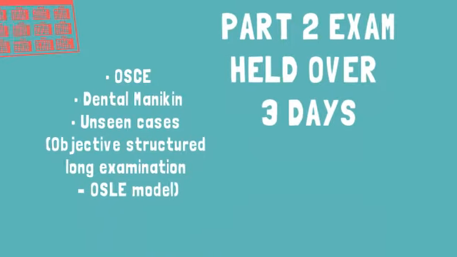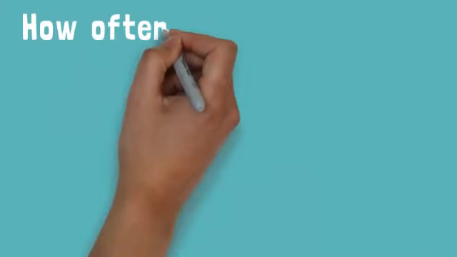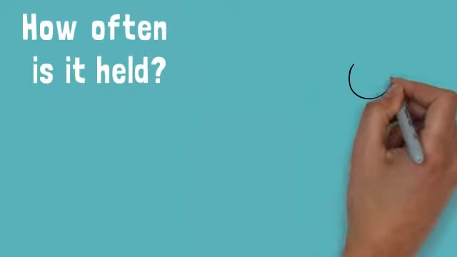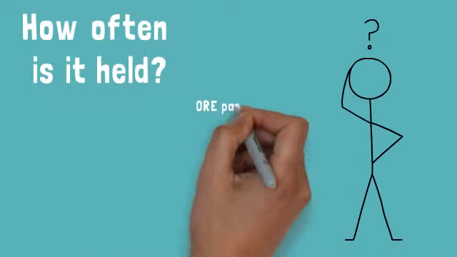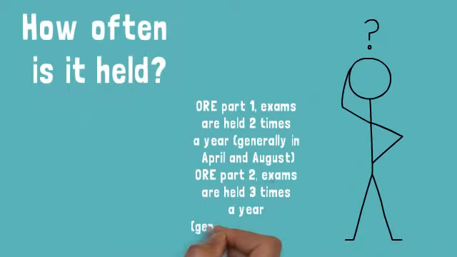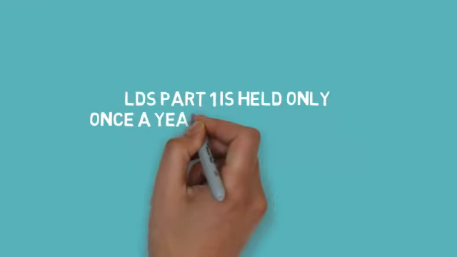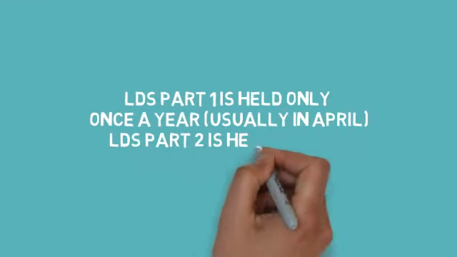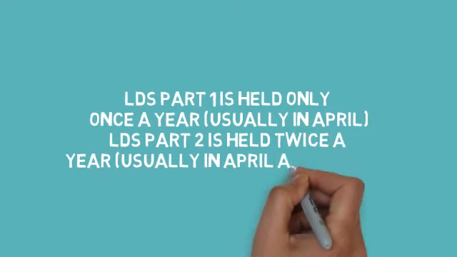How often are these exams held? Well, the ORE part 1 exams are held twice a year, generally in April and August, whereas ORE part 2 exams are held 3 times a year, generally in January, April and September. The LDS part 1 is usually held only once a year, usually in April, whereas LDS part 2 is held twice a year, usually in April and August.